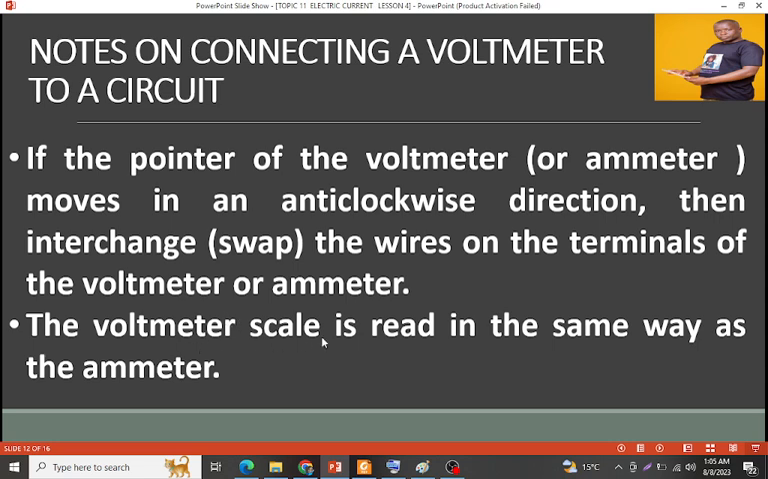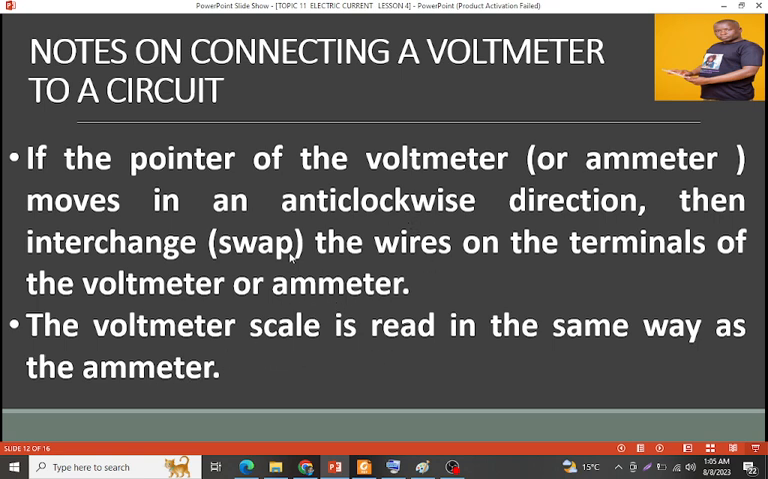The voltmeter scale can be read in the same way as an ammeter, as we saw yesterday or in the previous lesson. So the way we take a reading from a voltmeter is just the same as how we do it with the ammeter.